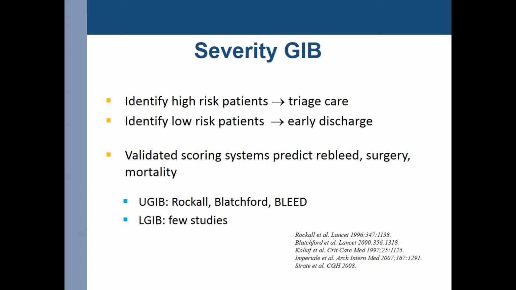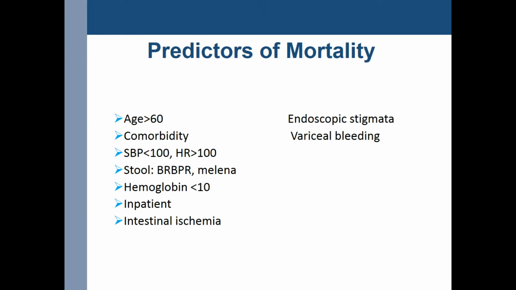There are multiple validated scoring systems designed to try to predict the risk of rebleeding, need for surgical intervention, and mortality rate, in particular with upper GI bleed. There are far fewer studies available in lower GI bleed. And this slide summarizes most of those predictors of mortality from the various studies.